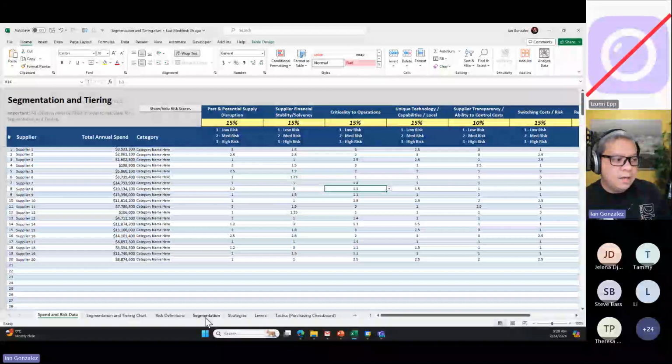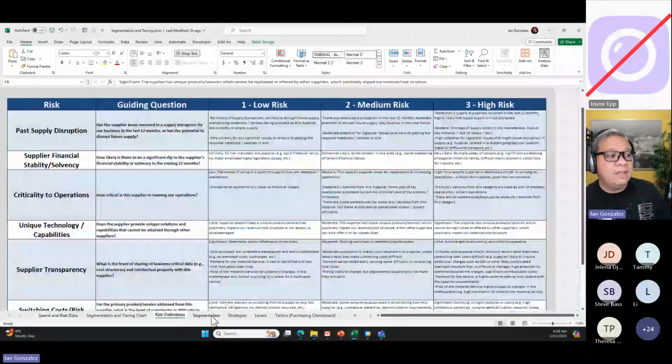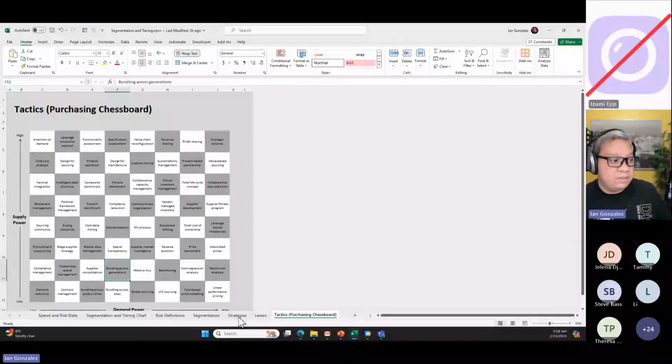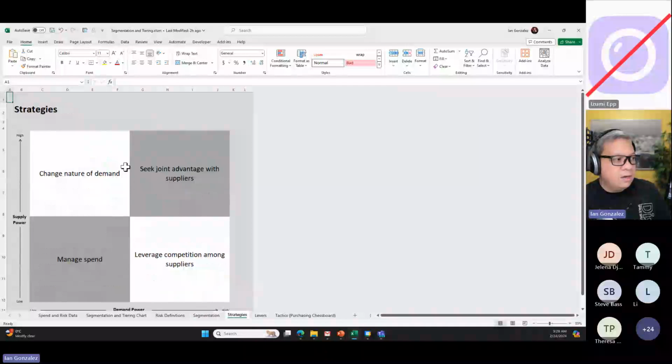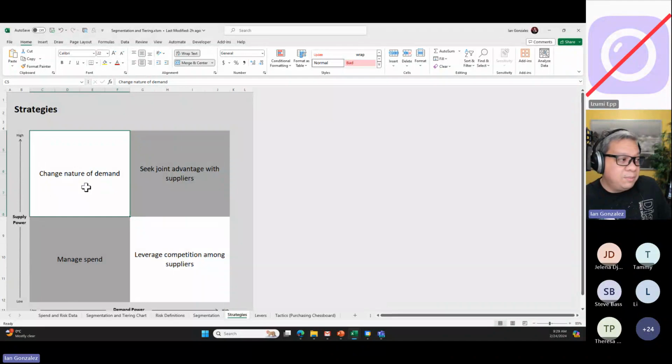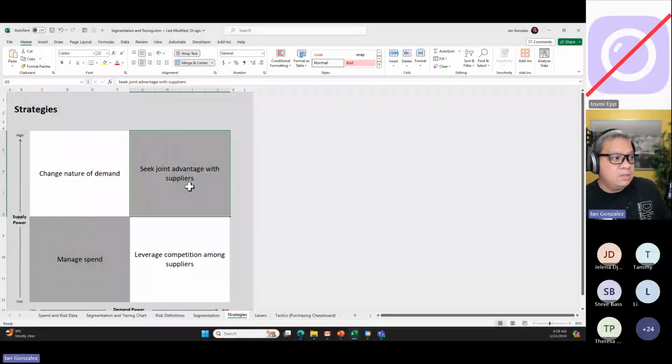Okay. All right. The other tabs here: risk definition, segmentation, strategies, levers, and the purchasing chessboard. They're just for reference. They actually don't do anything, but it shows your team that when you're done with segmentation, here are the 4 boxes. Here are the strategies, and it clearly shows them only one of them says you have to negotiate with these guys. The other strategies are the opposite of negotiation. You find replacements for them. You automate their relationship with them, right? You manage the spend, but you don't manage the relationship. Or this one, you do collaboration rather than aggressive negotiation.